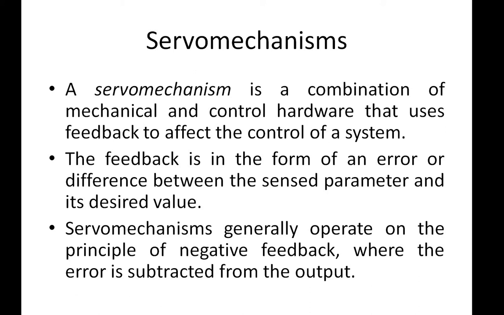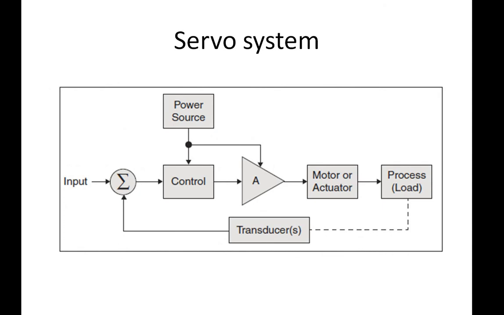Servo mechanisms generally operate on the principle of negative feedback, where the error is subtracted from the output. We have already covered the meaning of feedback and why it is called negative feedback, because it is subtracted from the output. Now, in this servo system diagram, it is very clear, what I was mentioning earlier.